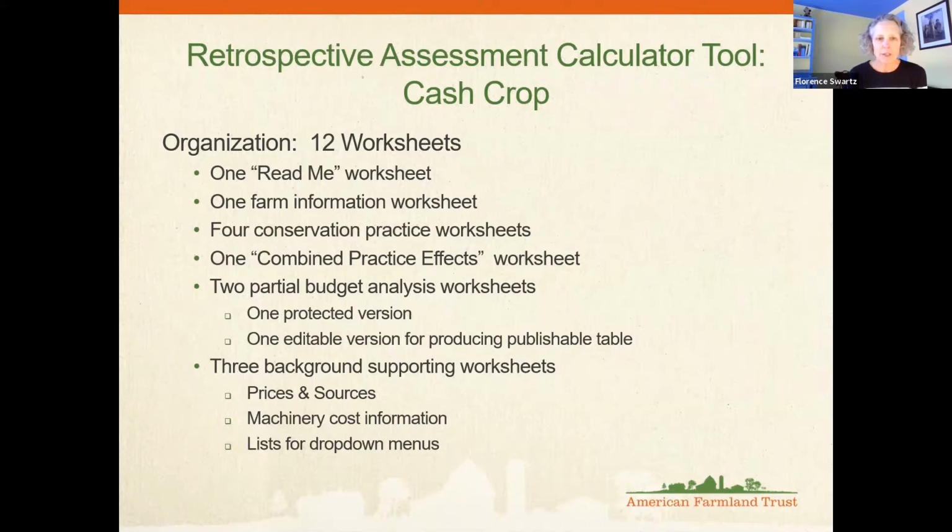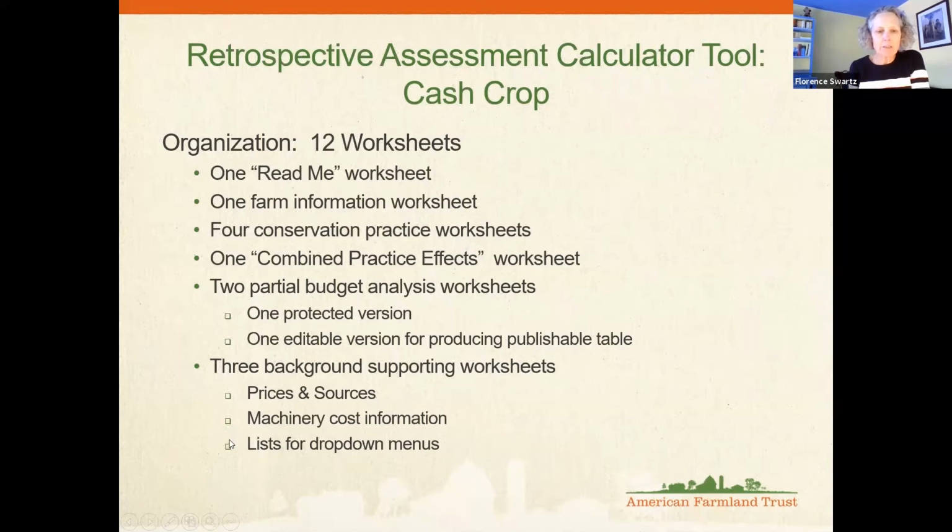After that, we've got 2 partial budget analysis worksheets. One of them is protected, and the other one is not. It's an editable version for producing that publishable table. We have 2 worksheets in there for the PBA just because there's so many formulas in this workbook, and to try to shrink down a full-size partial budget analysis to show just what you want in the workbook, you run the risk of losing some of those formulas, and the numbers might change magically on you, which would not be good. So you'll see what I mean when we get into the calculator here a little bit.